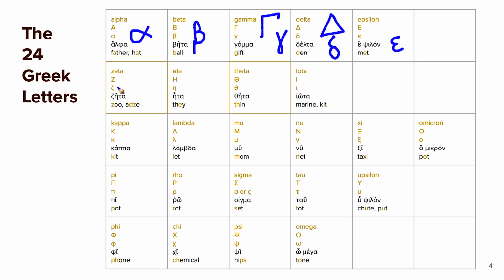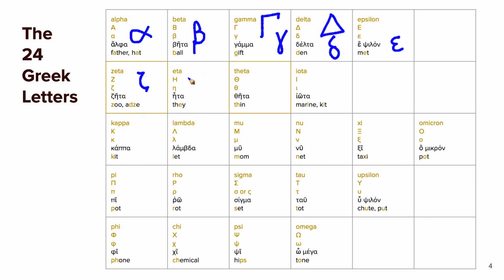Zeta is the 6th letter of the Greek alphabet, not the last letter, as many people think. It looks just like our capital Z in its capital form, and like an upside down 2 with a little hook on it in its lowercase form. And it sounds just like the Z in zoo or in adze, like the DZ, z, z.